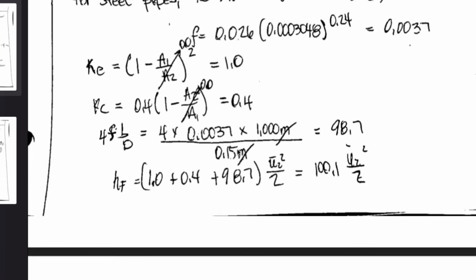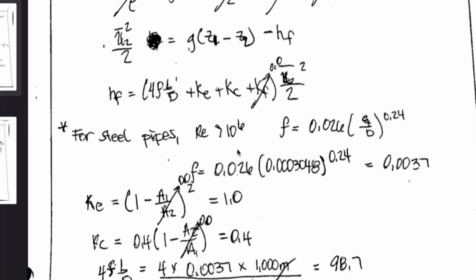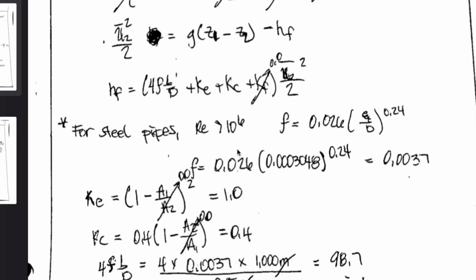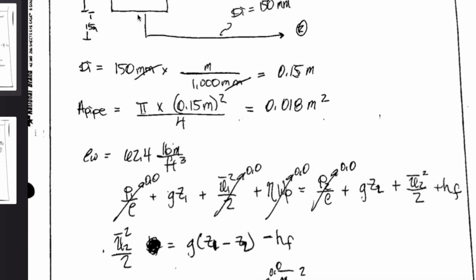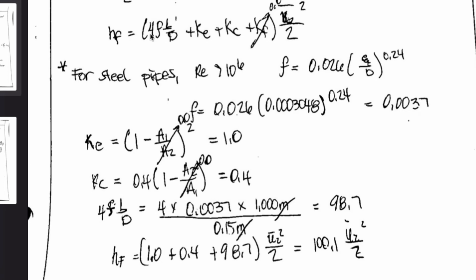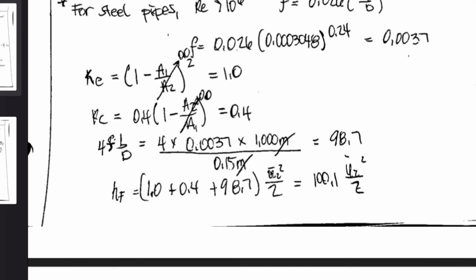So we can assume that downstream is much bigger than the upstream, and so the coefficient of expansion will be 1. For the coefficient of constriction, downstream is much smaller than the upstream A1, so I put 0.4. Then I calculate the major head loss, 98.7. Add them together, times U squared.